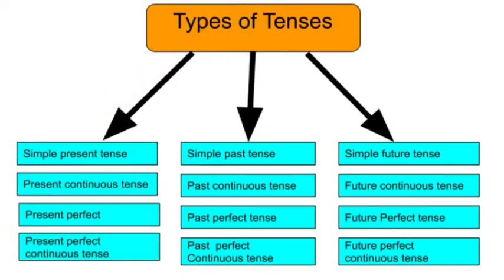Then these tenses are again subdivided into four categories. Means past tense has four categories, present tense has four categories and future tense has four categories, which are like this: simple present tense, present continuous tense, present perfect tense and present perfect continuous tense, like that for past as well as future. So in today's session we are going to learn about simple present tense, the first kind of present tense. So without wasting time, let's start today's session.